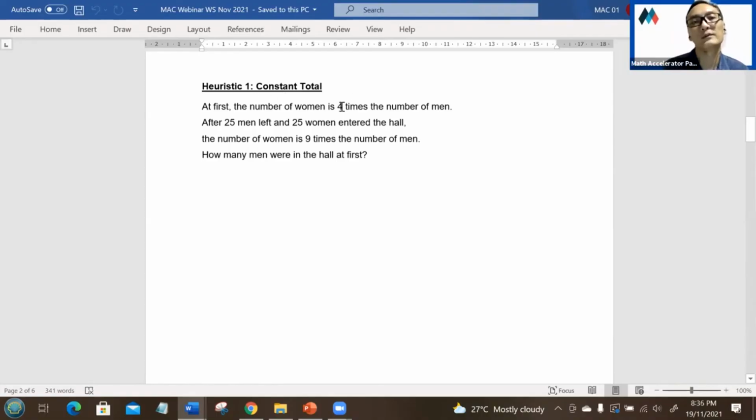The first heuristic we're going to cover will be constant total. Let me write the score at the side and show you at which stage I am. Score. First, we need to search for information.